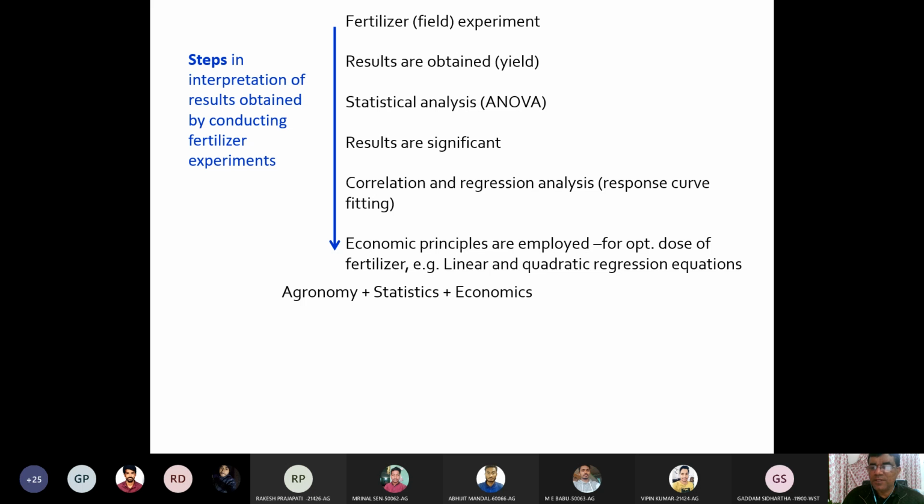These equations start with the linear equation, quadratic equation, and then quintic, and there may be higher order equations. So here we need knowledge of agronomy, means how to produce the crop under different levels of fertilizer. Then we will analyze the data statistically, and then we will use economics also. Here, three subjects are important: agronomy, statistics, and economics. All the three will be combined.